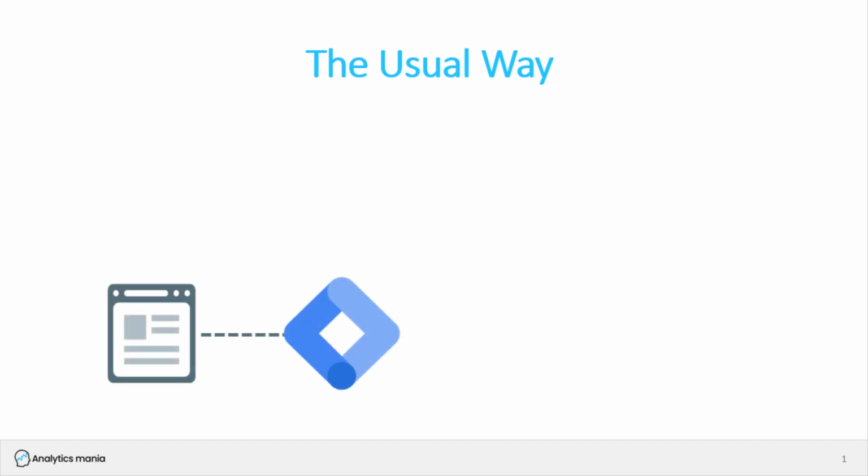So without further ado, let's dive in. First, let's take a look at the usual way how people are using Google Tag Manager. So you have a website, and on that website you implement Google Tag Manager. Within the Google Tag Manager container, let's say that you have implemented a Universal Analytics, or let's say App + Web tag that will track certain interactions on a website.